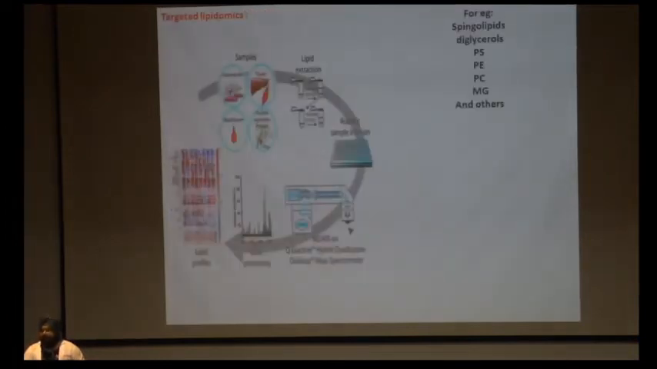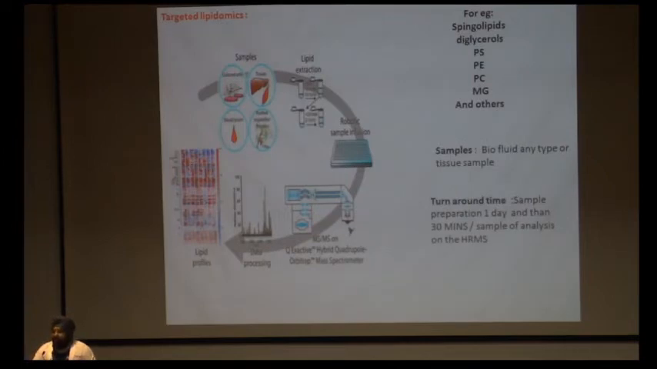We can do targeted lipidomics. For example, if you want phosphatidylserine, only phosphatidylserine and its specific species to be analyzed, we can do that. For example, if anybody wants sphingosine 1-phosphate and associated factors, we can do that. We can do phosphatidylethanolamine, phosphatidylcholine, monoglyceride, diglyceride, triglycerides, anything you want, you can tell us, we can do for you. So what is required is biofluid and any type of tissue samples. The turnaround time is again 1 day, and the sample on the mass spectrometry is 30 minutes per sample on the HRMS system. The cost is similar, 7,000 per sample on collaboration and 10,000 on commercial analysis.